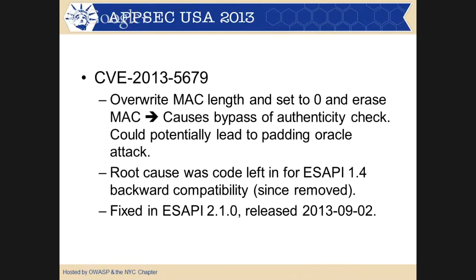The root cause of the problem was that we left code in for ESAPI 1.4 for backward compatibility, which has since been removed. We've fixed this particular issue. It was fixed in ESAPI 2.1.0, released on February 2nd, 2013. So if you are using the ESAPI symmetric encryption at all, or in conjunction with it, the ESAPI encrypted properties, which use it, you definitely should upgrade to ESAPI 2.1.